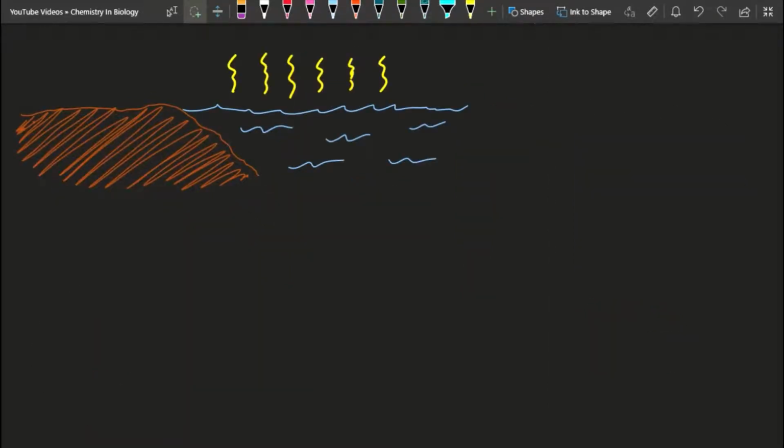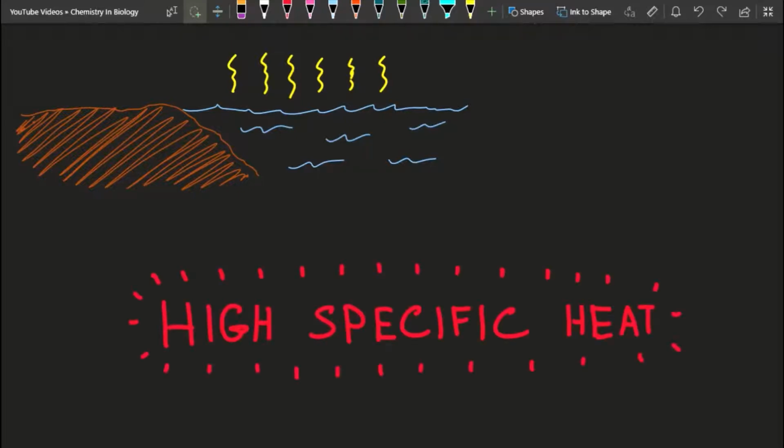The next property of water is that it can moderate temperature and Earth's climate due to its high specific heat and high heat of vaporization. But before that, let's first discuss the difference between heat and temperature. Heat is the total amount of kinetic energy of the molecules of a substance, while temperature is the measure of the average kinetic energy of the molecules of a substance.